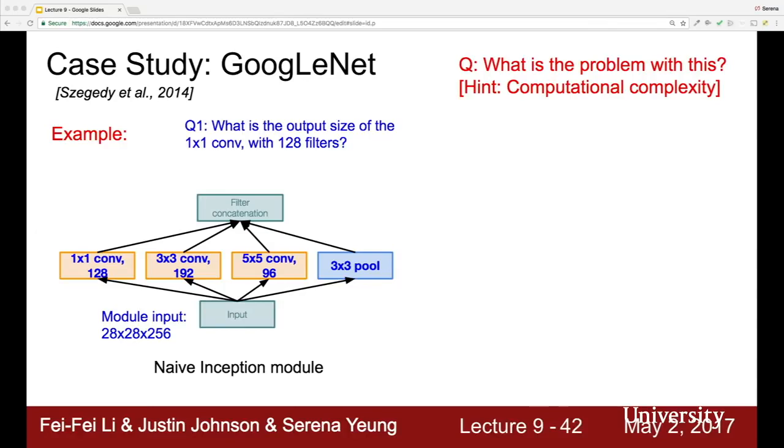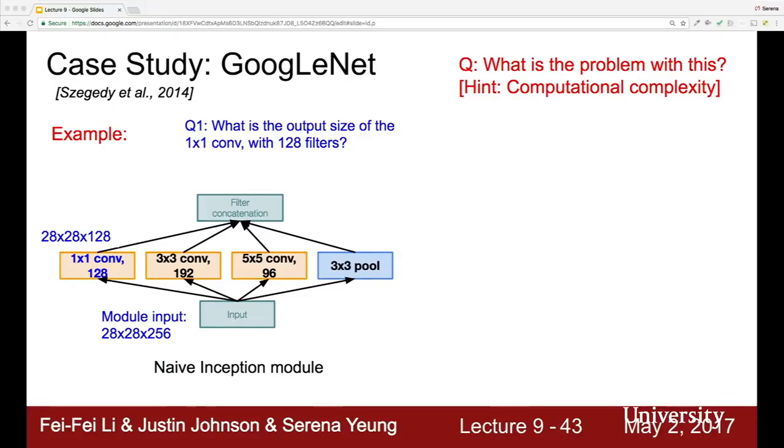So what is the output size of the 1x1 conv with 128 filters? Who has a guess? Okay, so I heard 28 by 28 by 128, which is correct. Our 1x1 conv is going to maintain the spatial dimensions. On top of that, each conv filter is going to look through the entire 256 depth of the input, but then the output is a 28 by 28 feature map for each of the 128 filters that we have in this conv layer. So we get 28 by 28 by 128.